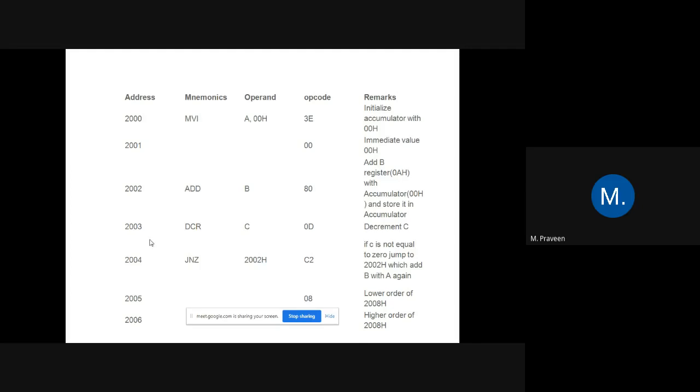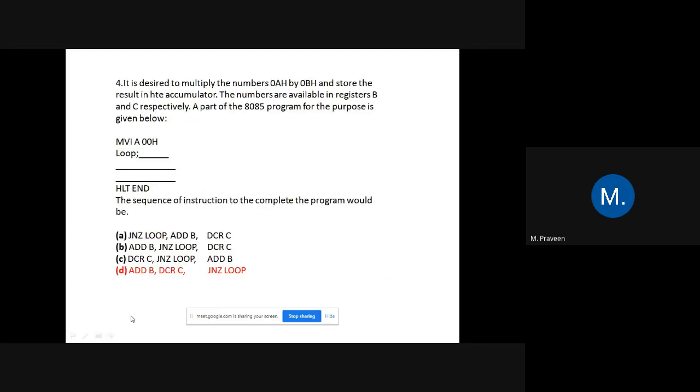Again, we check for the condition. If it is non-zero, then again the program will be transferred. So the same process will be repeated for how many times? That is for 11 times. So 11 times the same value of 0A will be added. After 11 times, the condition fails, and after the condition fails, the program will be stopped here. Therefore, the missing answer for the question is option D.